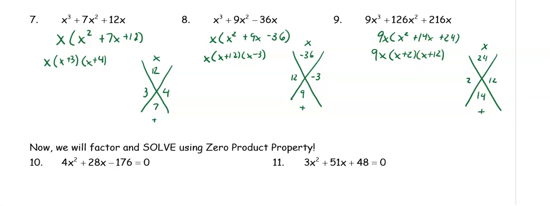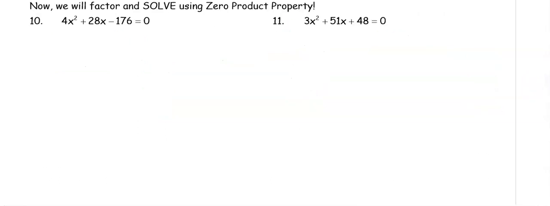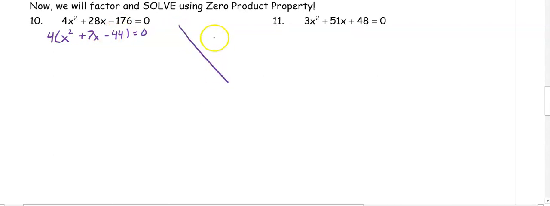We're going to have problems that have an equal sign, so we're going to have to factor and then solve using zero product property. So in number 10, we have 4x squared plus 28x minus 176 equals 0. So the first thing we want to do is find our GCF. So in order to get an x squared, we know that our GCF is 4. So we're going to move a 4 out front. So when we do that, we divide everything else by 4, so we get x squared plus 7x minus 44 is equal to 0.